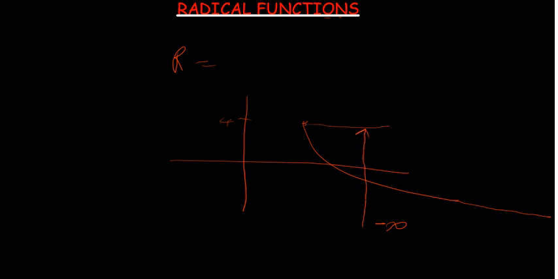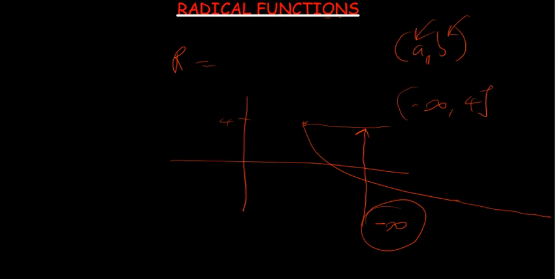And when you are writing the domain or the range, always start with the smallest number. Of course, we know that when you are using interval notation, you have a comma b. A is always smaller than b, so that's why we are starting from negative infinity up to 4. That is the range.